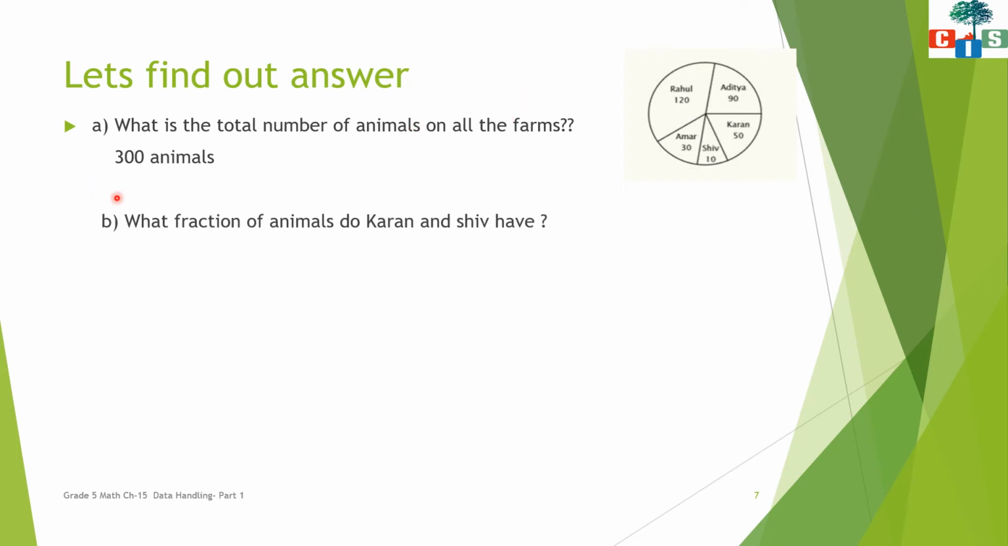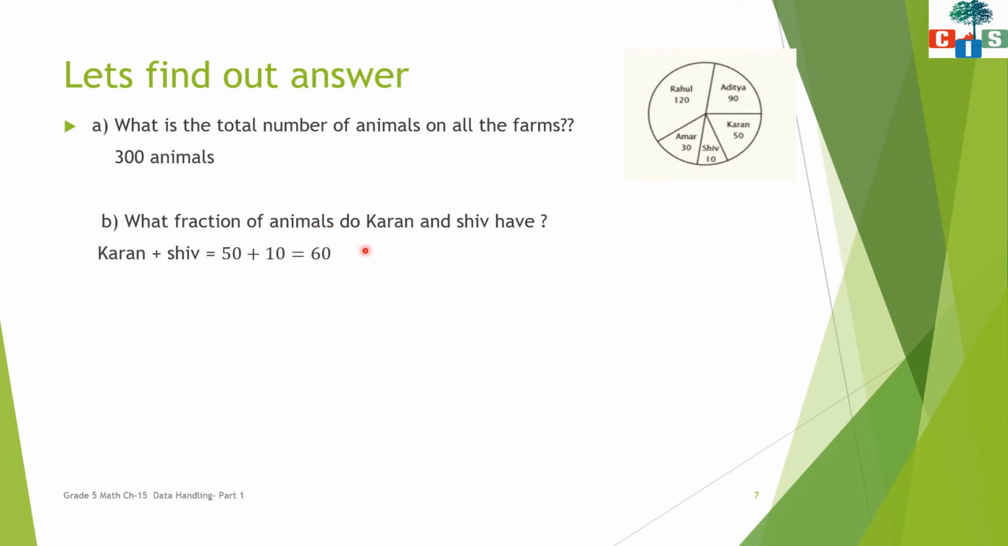Now let's see what fraction of animals Karan and Shiv have. First of all, how many farm animals does Karan have? Karan has 50, and Shiv has 10 farm animals. So first we will add the number of animals that Karan and Shiv have. 50 plus 10 is equal to 60 farm animals.